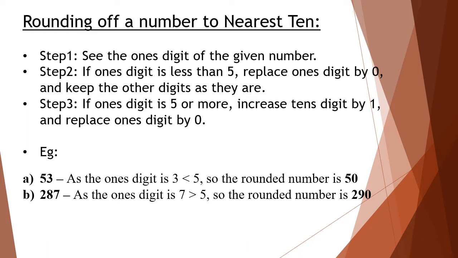For example, let's see. In 53, the ones digit is 3, which is less than 5. So our rounded number is 50. We have kept the ones digit as 0 and the other digits are the same. Now for 287, the ones digit is 7, which is greater than 5. So the rounded off number is 290. We have increased the tens place by 1 and replaced the ones digit by 0.